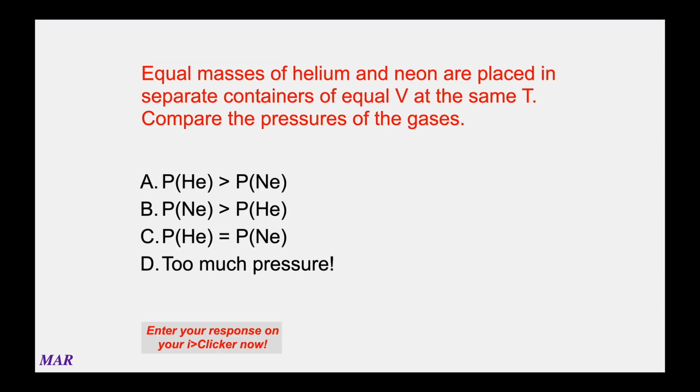Equal masses of helium and neon are placed in separate containers of equal volume at the same temperature. Compare the pressure of the gases. You might be tempted to automatically put D, too much pressure, science, but trust me, that's not the right answer here. So anyway, equal masses of helium and neon. See if you can figure out which one of those is the correct answer.